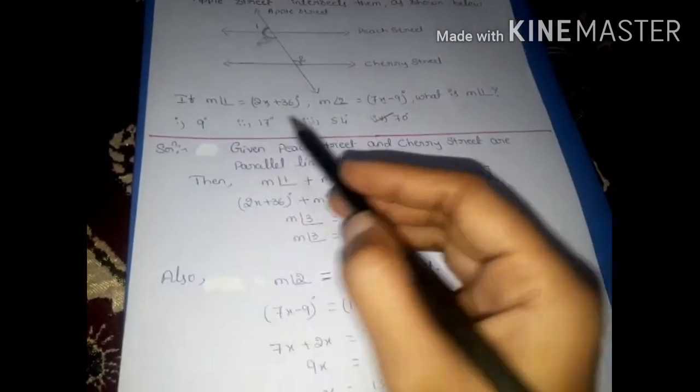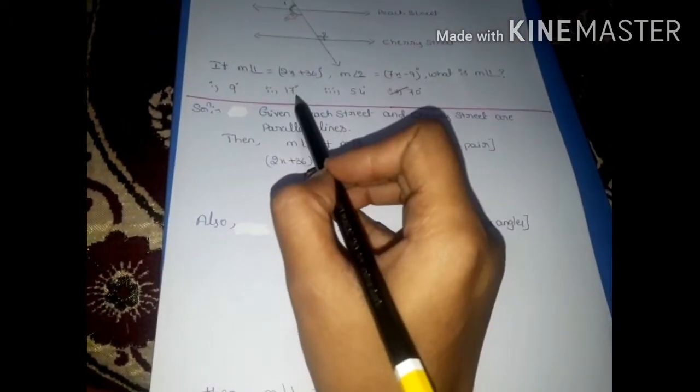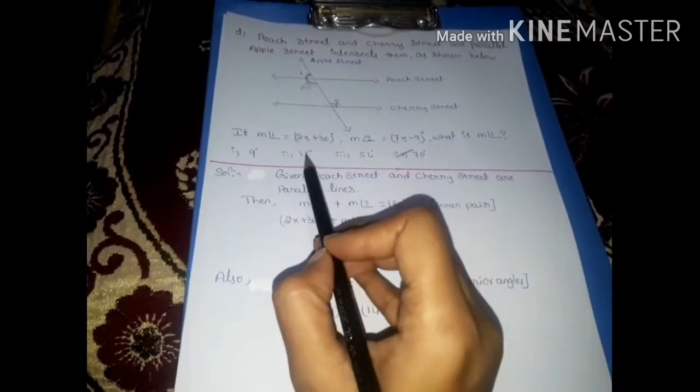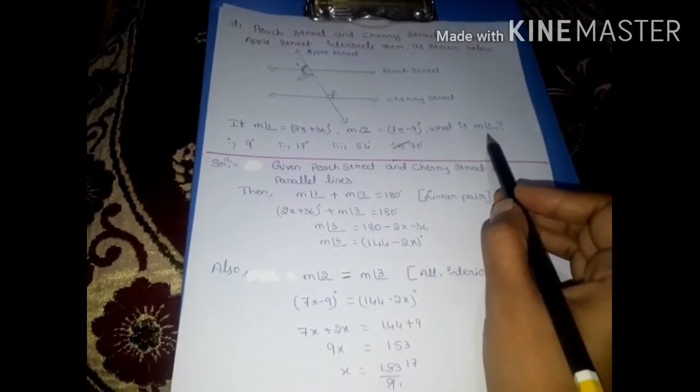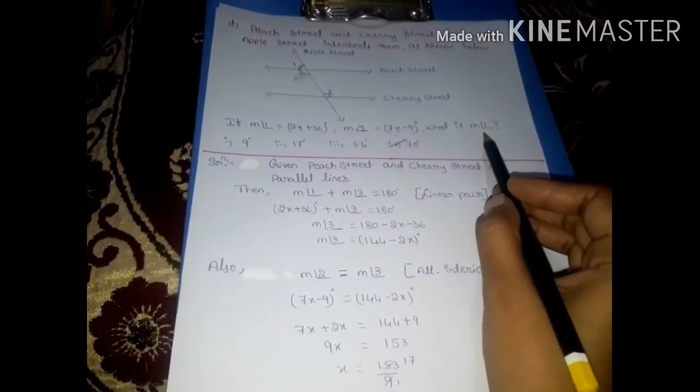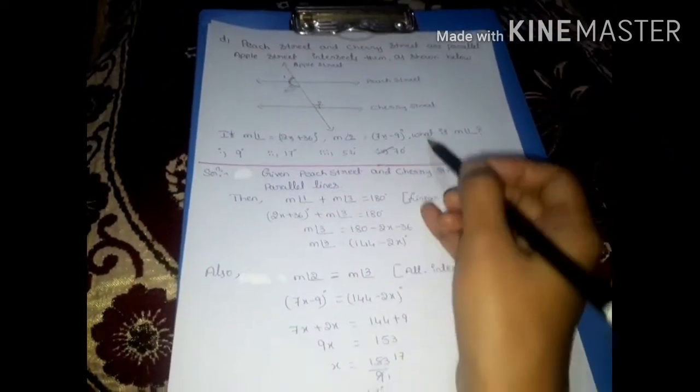Most of the students will only find the x value, and here the x value we got is 17 degrees, and in the options also 17 degrees is given. So they will tick 17 degrees. So this is the wrong option, children, because they asked to find m angle 1. So m angle 1 we got here is 70 degrees. So the fourth option is the correct option for D question.